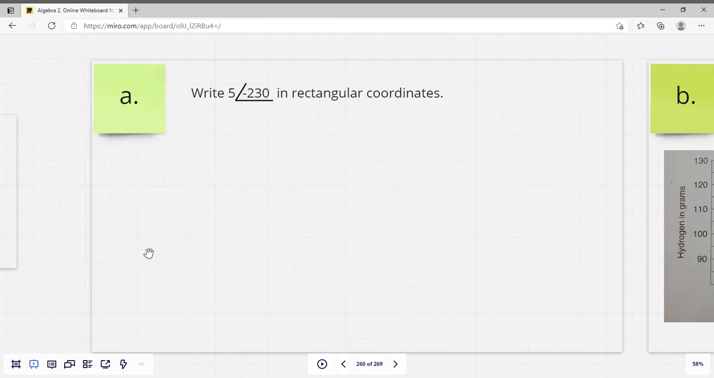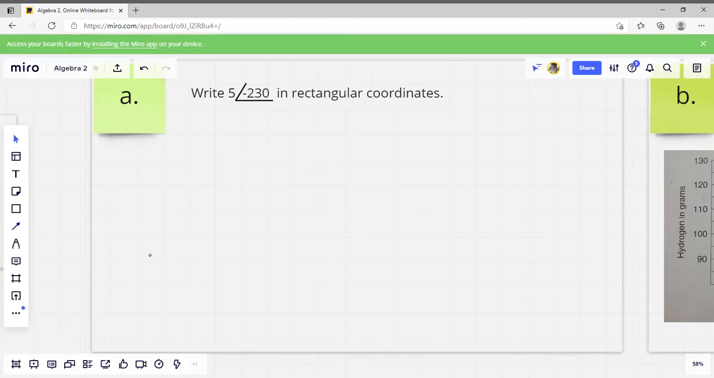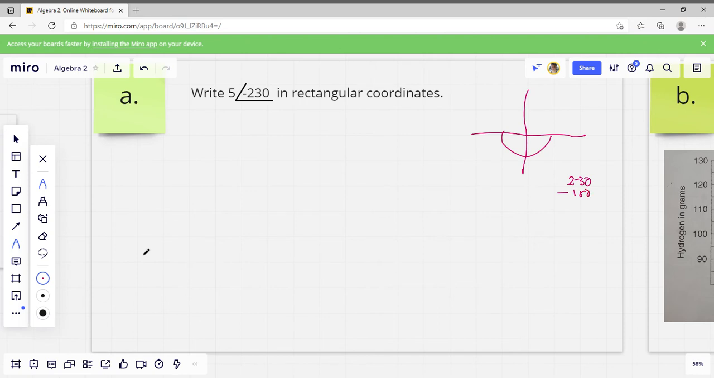Write that in rectangular coordinates. So if we just make a little triangle, and we've got to get to 230. So that's 90. That's 180. 230 minus 180.